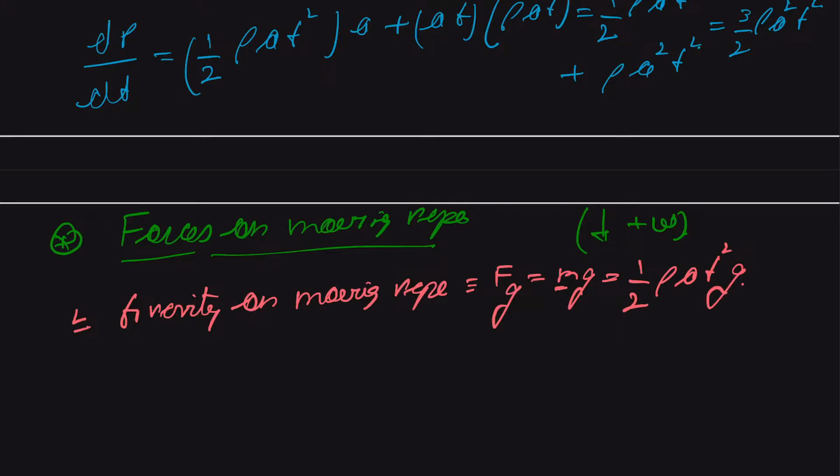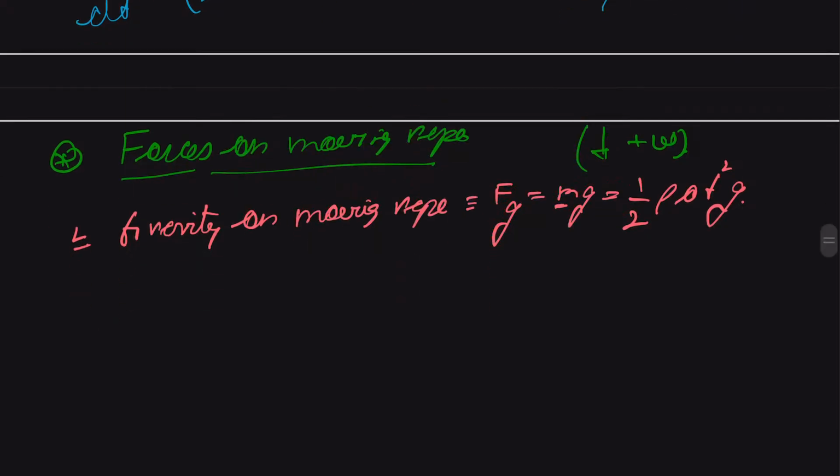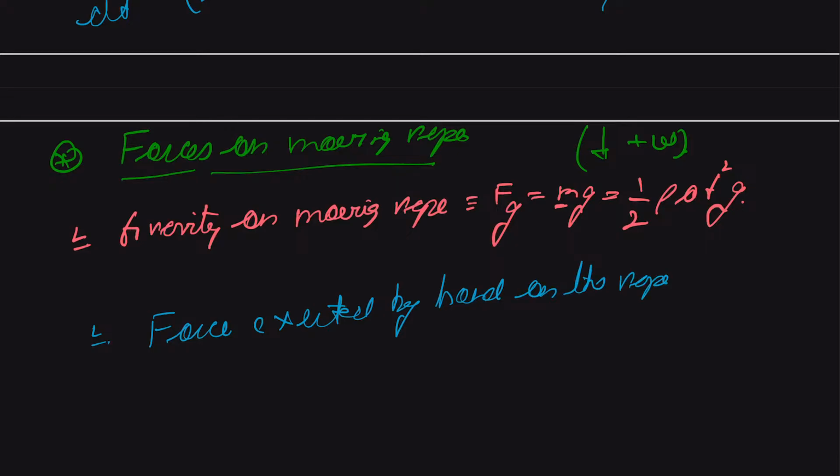And the second one is the force exerted by the hand on the rope, and that will be in the upward direction. So gravity, this F_g, will be in the downward direction, and we say this is our F_t, which will be in the upward direction.